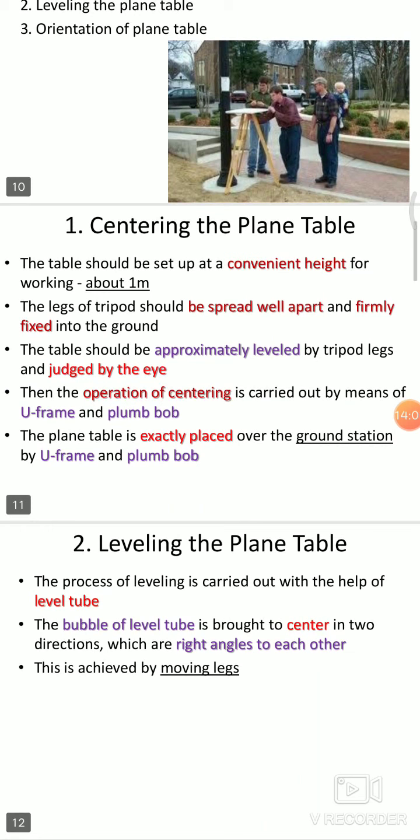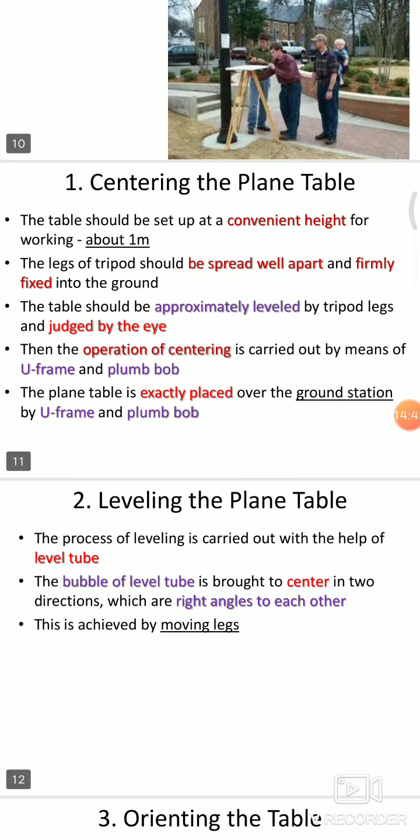As we know, for centering purpose, the accessories we use are the U-fork and plumb bob. Now the first step of centering the plane table: the table should be set up at a convenient height for working, about 1 meter. As we know, the station point is marked on the ground. On that station point, the tripod stand is fixed at convenient height, and on that tripod stand the drawing board is fixed using the clamping screw, at about 1 meter height.